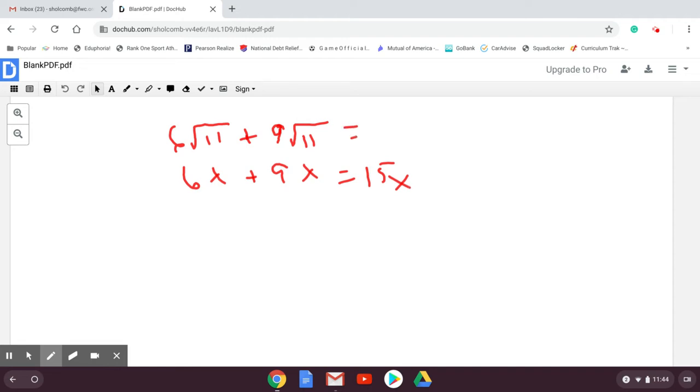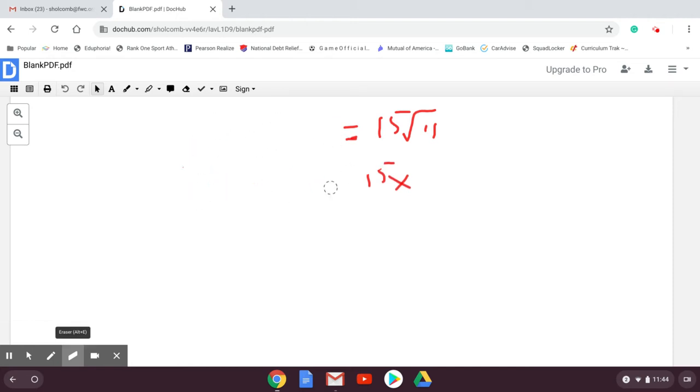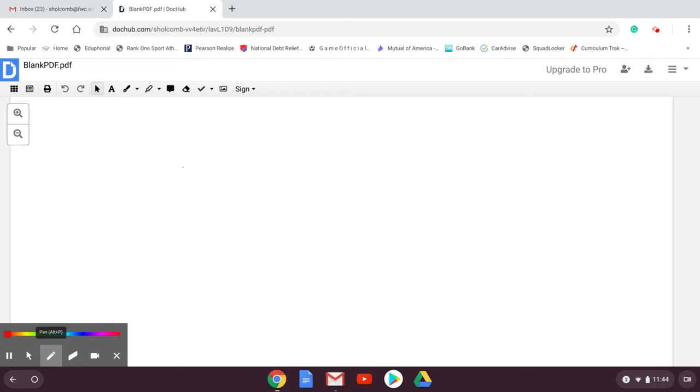Same thing here. If you've got two radicals that are the same radical, you don't touch the radical or the square root, you just add the numbers in front. 6 plus 9 is 15 radical 11. So that in and of itself is fairly easy. You just need to be sure and keep straight: am I multiplying or am I adding and subtracting? If you're adding and subtracting, it's very similar to dealing with variables. Just add like radicals and combine the numbers in front.